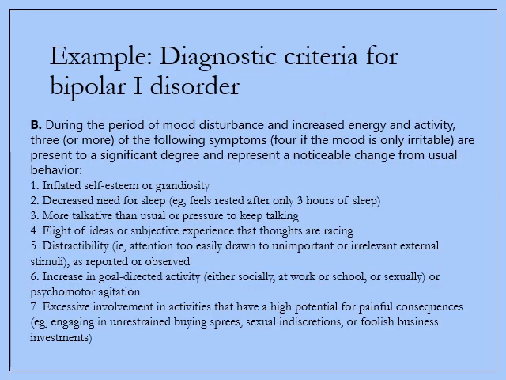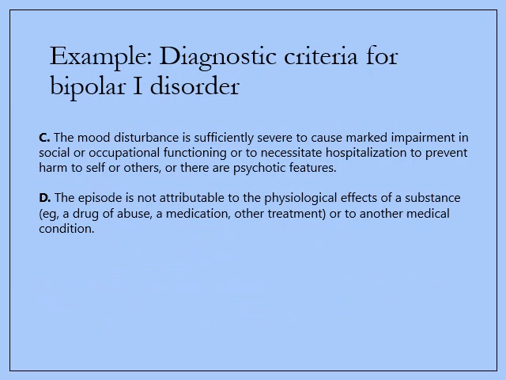Criterion B is that during this period of mood disturbance, there have to be 3 or more of the following symptoms, and it specifies 4 if the mood is only irritable and not euphoric, and then it lists all these symptoms that we know are associated with mania. Criterion C, the mood disturbance has to be severe enough to cause marked impairment in some area of functioning. And criterion D, the mood episode can't be attributable to a substance. So it can't be that they used cocaine and had these mania-like symptoms. It has to be something that happened without some sort of outside influence.